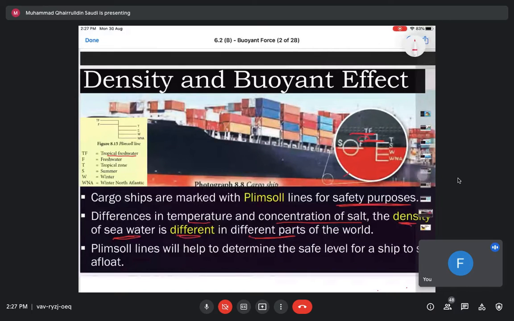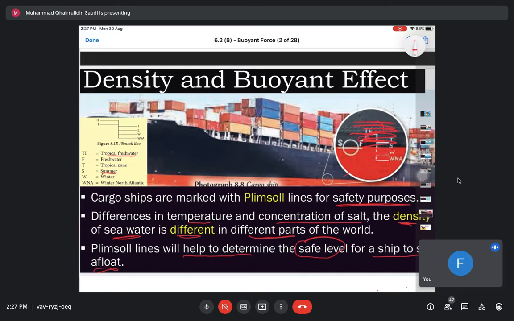So if in summer, it must be at line S. If it's in winter, it can sink deeper, and it will still be okay. That is what Plimsoll lines are for. Plimsoll lines help to determine the safe level for a ship to stay afloat. If the ship sinks until here and the water reaches here, it is dangerous, because it has sunk too much.